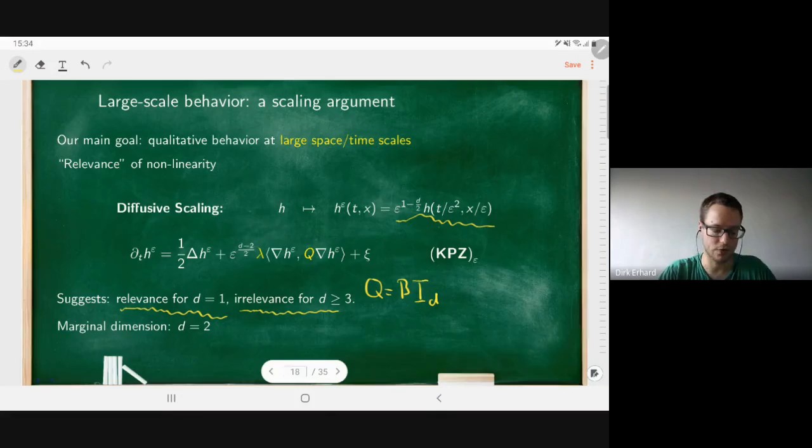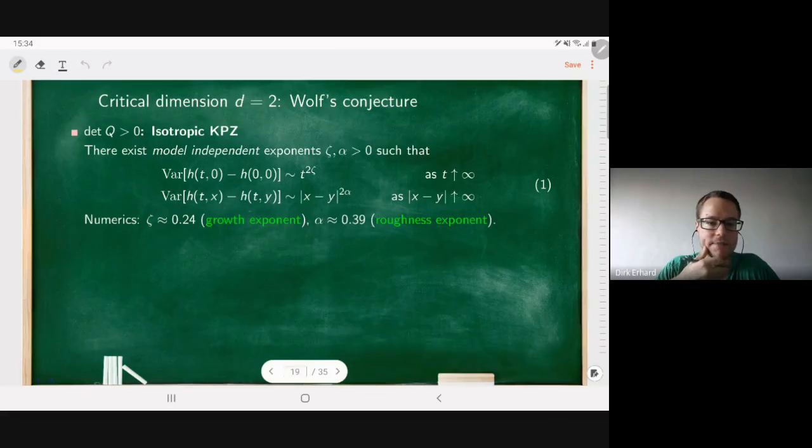And that's the case I would like now to focus on. So let's check the marginal dimension. And there has been some activity by physicists. And what they conjecture is that there are actually two regimes. There's the so-called isotropic regime and the anisotropic regime. And the distinguishing feature between these two regimes is supposed to be the determinant of Q. So if the determinant is positive, that's the isotropic regime, which includes the identity matrix.